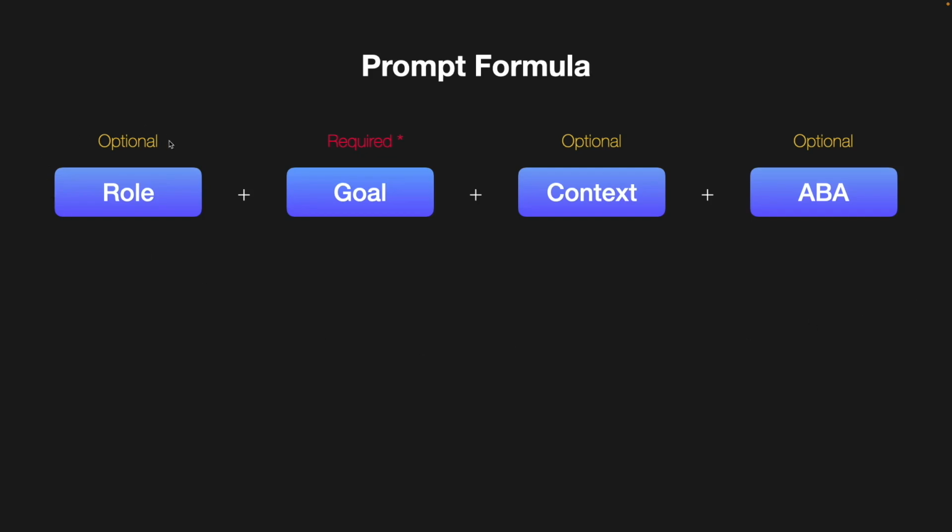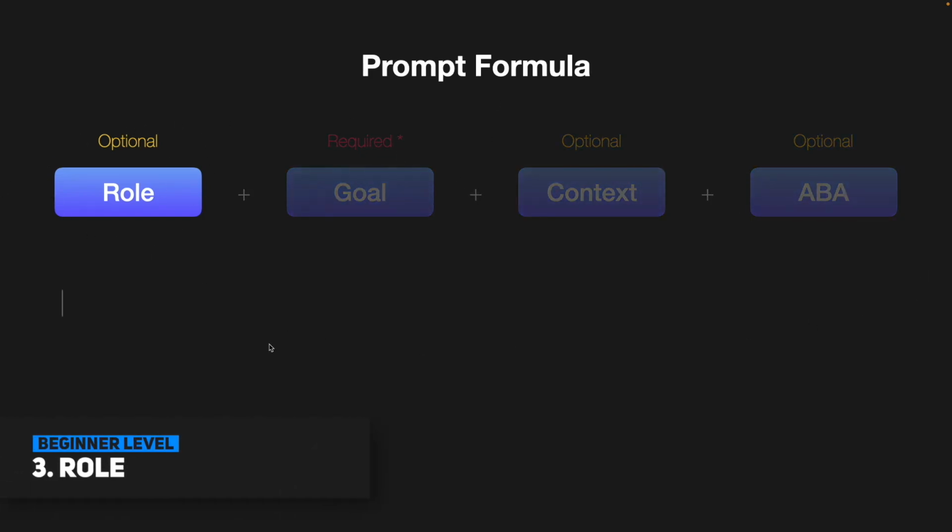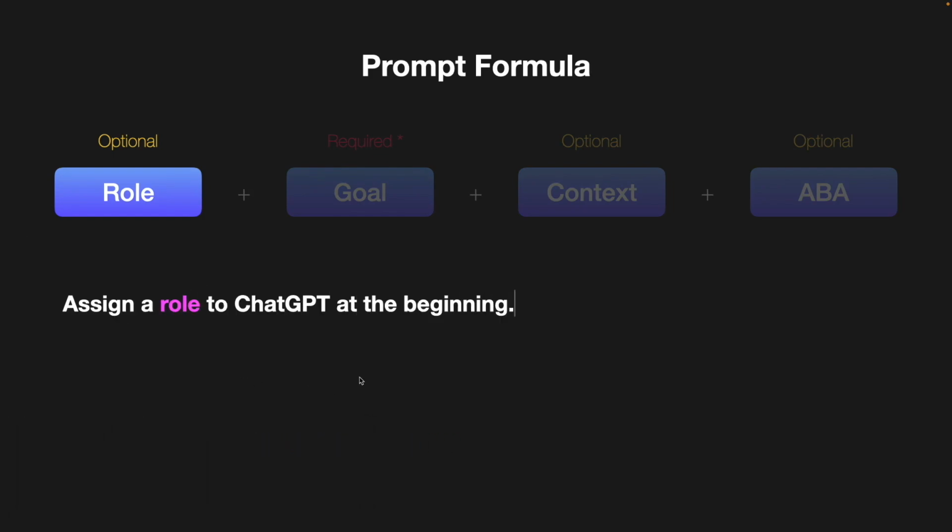In this lesson, we are going to talk about the role in our prompt formula. At the beginning of our prompt, if we assign a role to ChatGPT, we will receive a better and higher quality response from GPT. So let's look at some examples. For example, right at the beginning of our prompt, we can say, I want you to act as a professional digital marketer. And then we will add our goal.